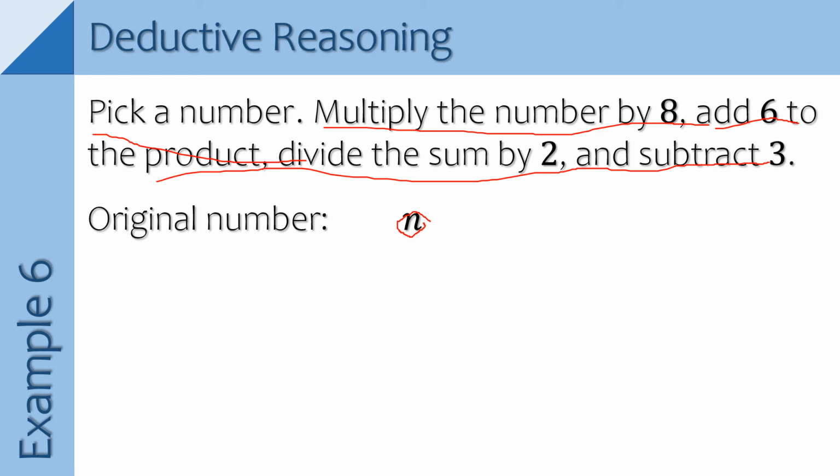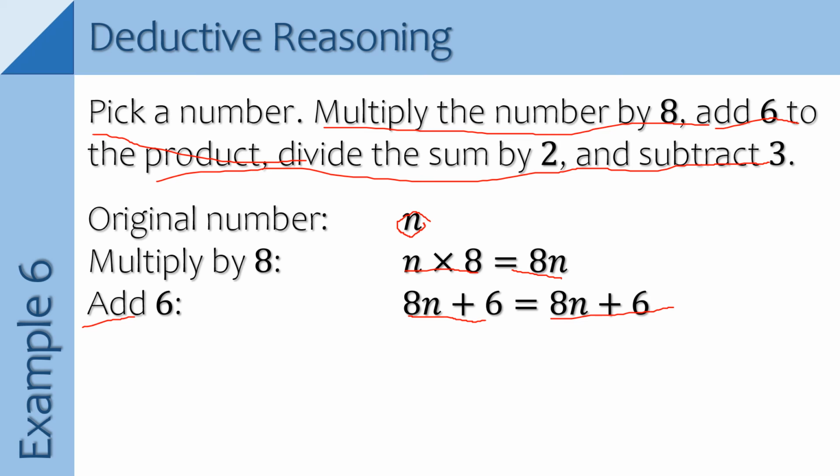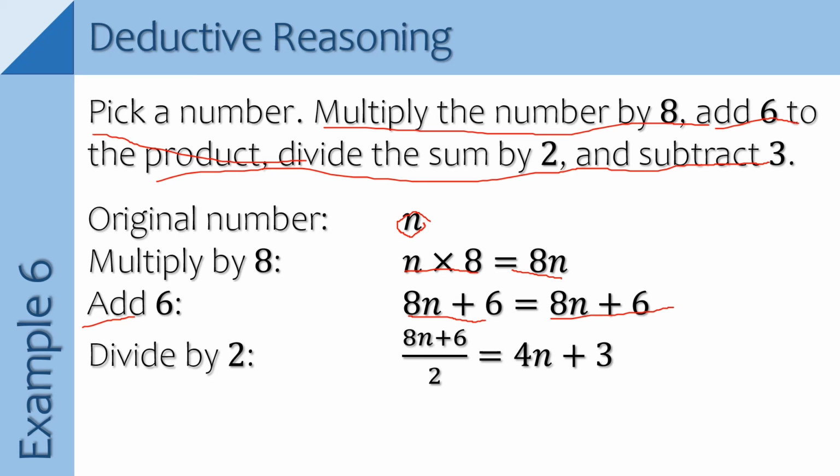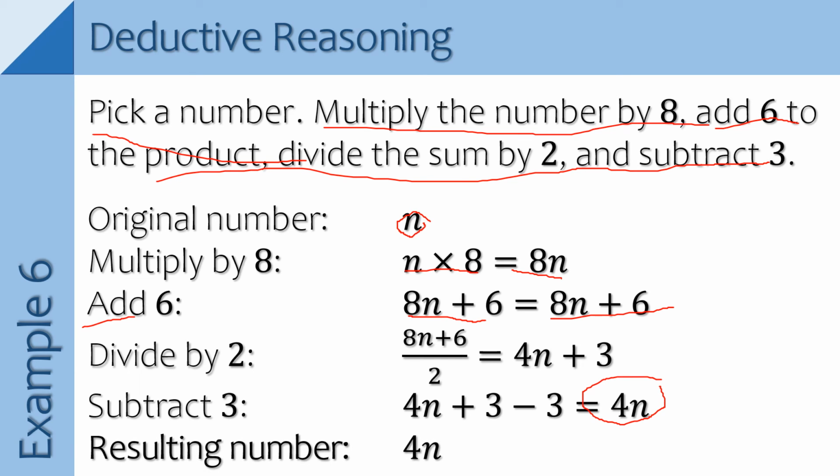Okay, so let's follow the procedure. Multiply it by 8. So that is n times 8, which is equal to 8n. Next, add 6 to the product, so 8n plus 6. Divide the sum by 2, so 8n plus 6 over 2 is equal to 4n plus 3. And then the last one is subtract 3. So 4n plus 3 minus 3 is equal to 4n. So the resulting number is 4n.